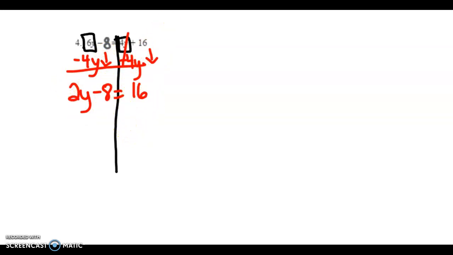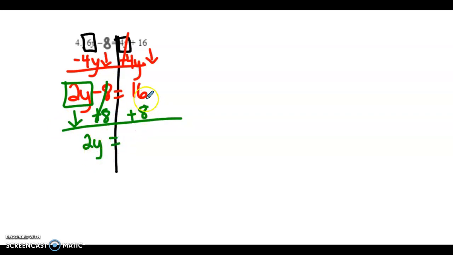I'm still going to box off that letter, because that helps me see what to get rid of next. So I need to get rid of the -8. The opposite of -8 is to add 8. Bring down my 2y. 16 plus 8 is 22, I think. Nope, 24.